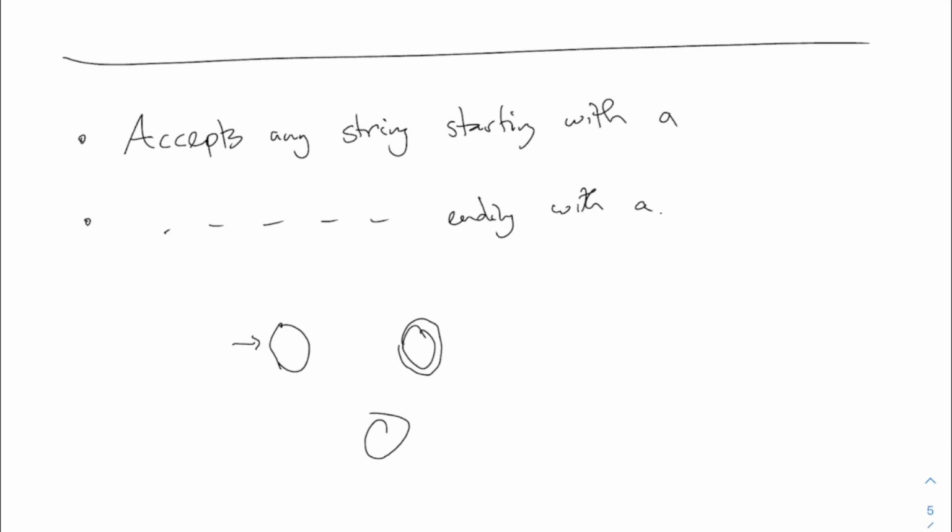I'll give you 1 more minute. Sorry, I know not everybody's done. Yeah, this is good. So one problem with this is, this will accept a string that looks like B, I think. So you need to make this go somewhere else. That's why you need 3 states.